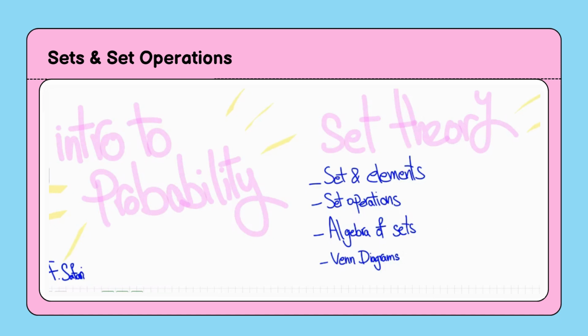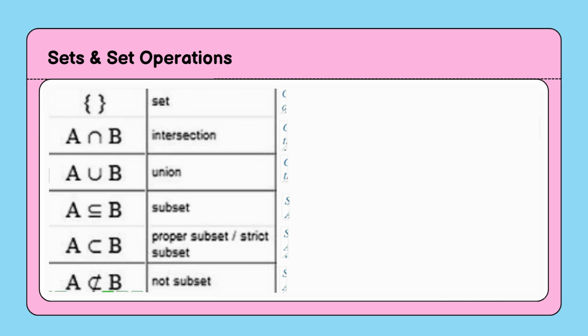Alright, so here is the presentation on set theory. I will link everything so you can have access to the PDF and the presentation. In this PDF, we are going to cover sets and elements, set operations, algebra of sets, and the Venn diagrams. And of course, I'm going to do some exercises too. So let's start with the definition of set.